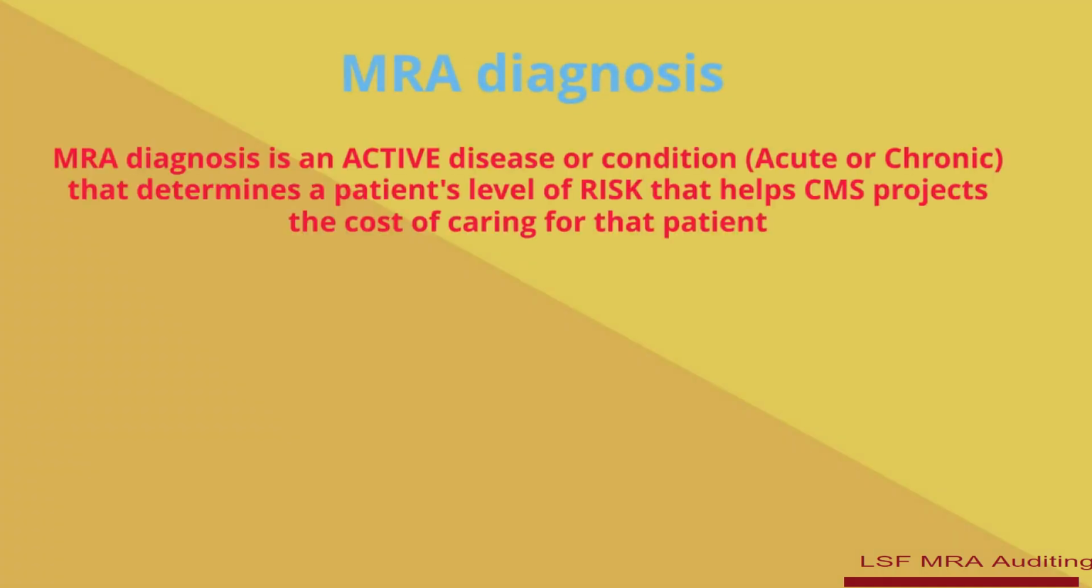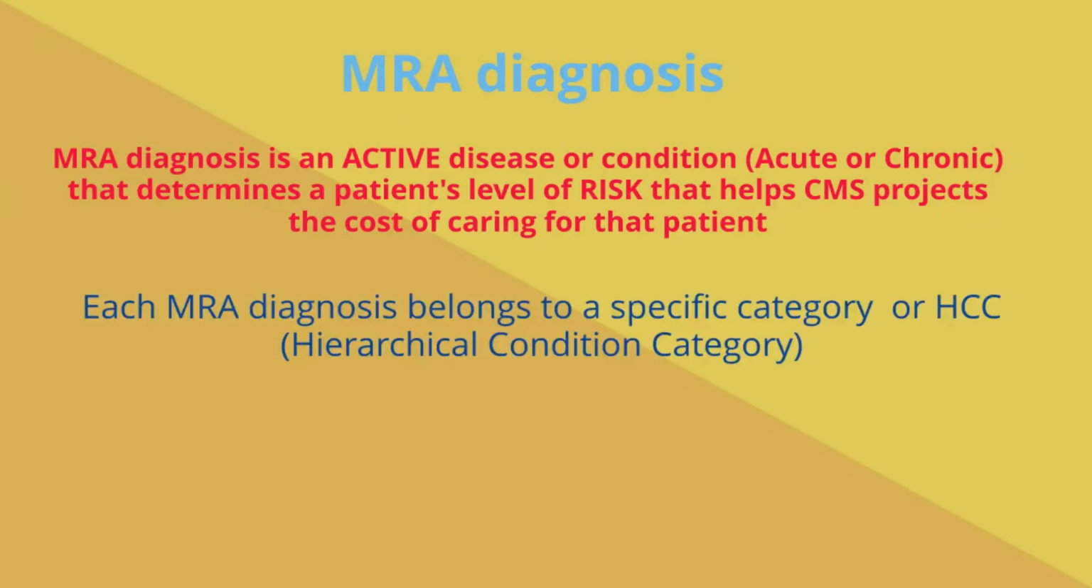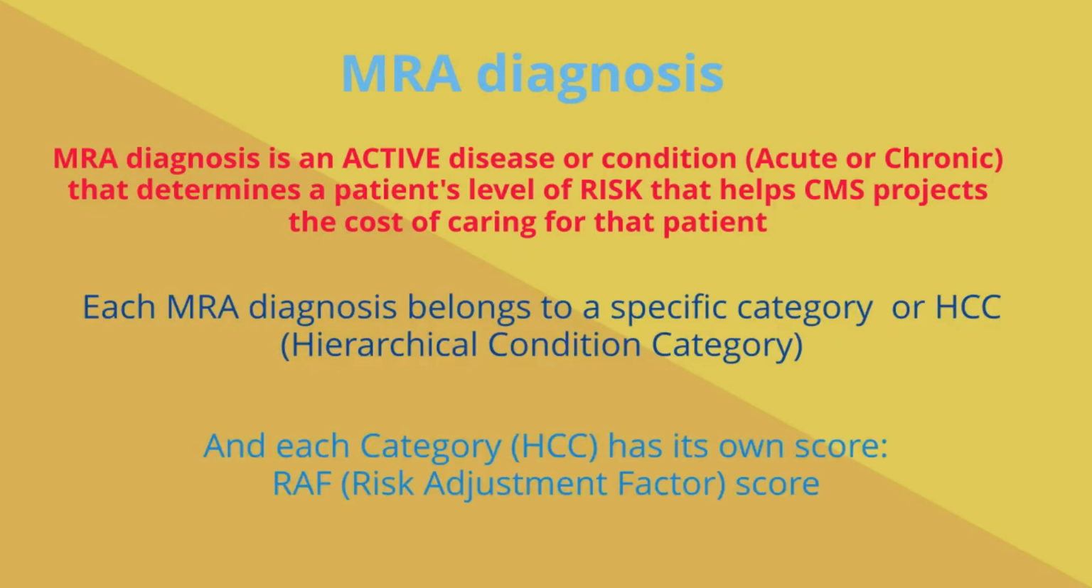An MRA diagnosis is an active disease or condition that can be acute or chronic, and that determines a patient's level of risk, which helps CMS project the cost of caring for that patient for next year. Each risk adjustment diagnosis belongs to a specific category called Hierarchical Condition Category, or HCC. And each HCC has its own score, the Risk Adjustment Factor score, or RAF score.